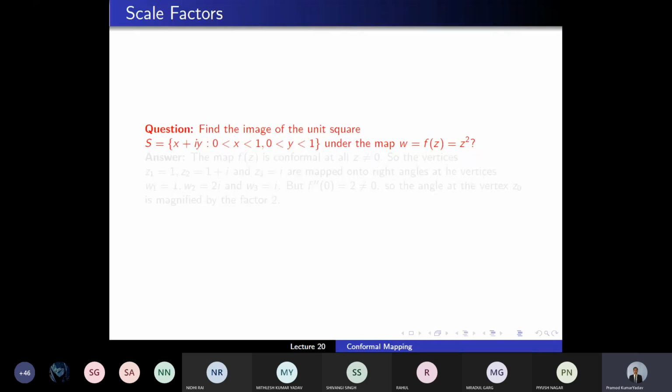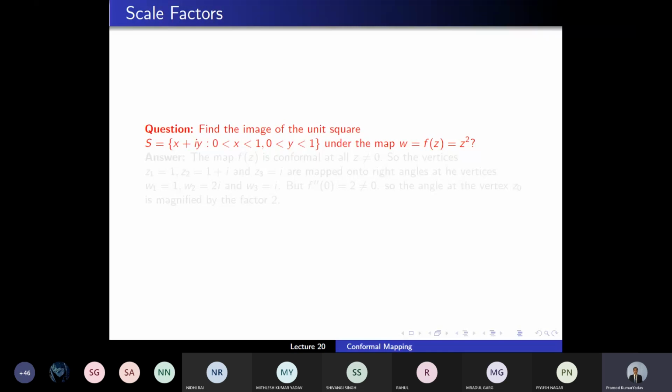Z square is an analytic function. Very simple, because it is a polynomial. Whether I ask z square, z power 3, z power 4, z power 5, or 3z square plus 5z, these will all be analytic. Already I told you. So it is analytic. And f dash z naught. So the region is defined here, x varies from 0 to 1 and y from 0 to 1.